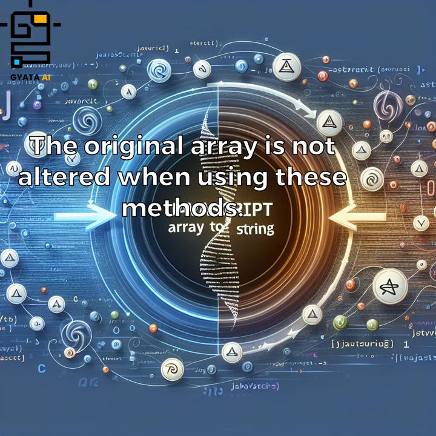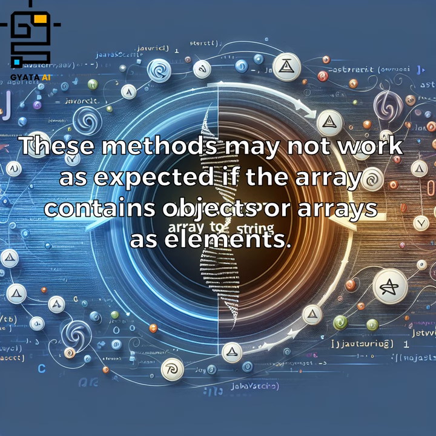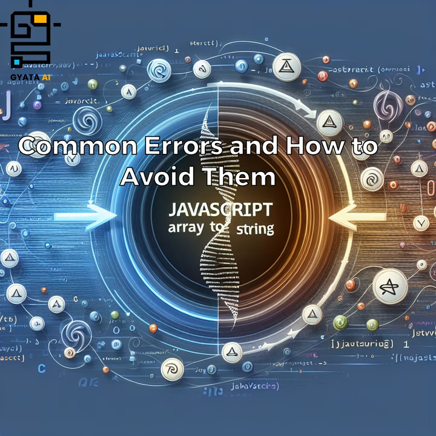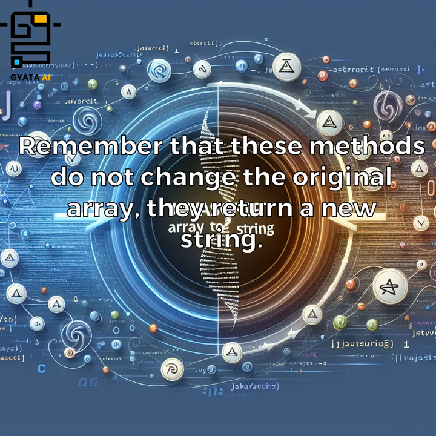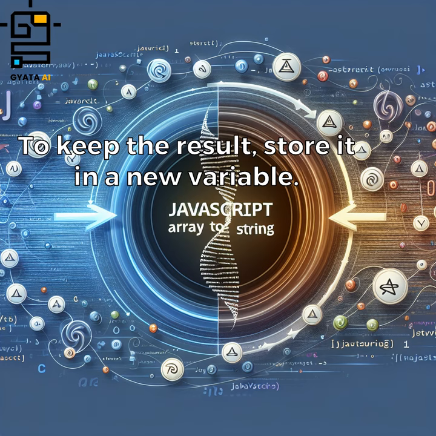Tips and tricks. The original array is not altered when using these methods. These methods may not work as expected if the array contains objects or arrays as elements. Common errors and how to avoid them. Remember that these methods do not change the original array. They return a new string. To keep the result, store it in a new variable.